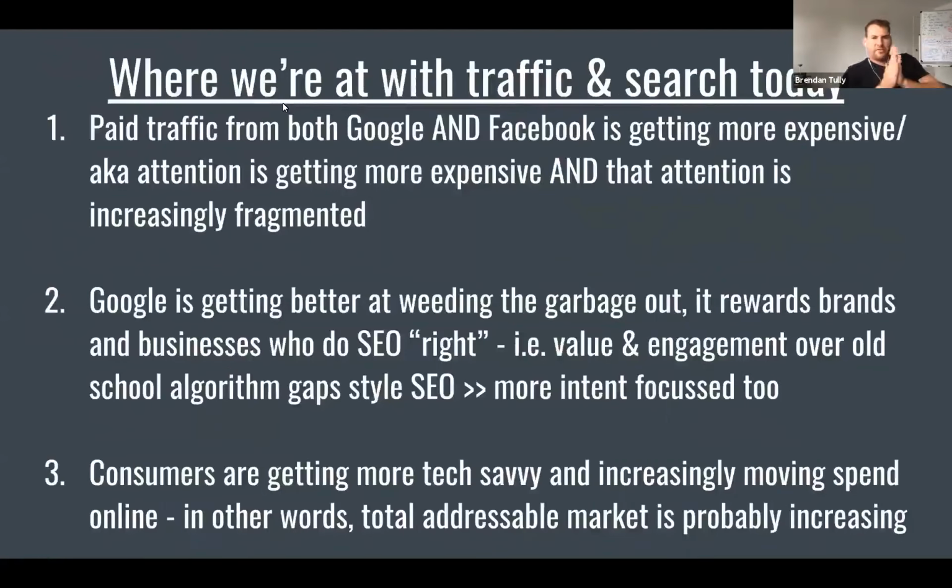Okay, so where we're at with traffic and search today. Paid traffic is getting more expensive from both Google and Facebook. Attention is generally getting more expensive, and that attention is fragmented. Google is actually getting better at weeding out a lot of the garbage. Classic SEO was very much about finding gaps in the algorithm and exploiting that. Google's done a pretty good job. They're not perfect, but they've done a good job of weeding out a lot of the crap. So today they're much better at rewarding real businesses who are doing SEO right, according to their rules.